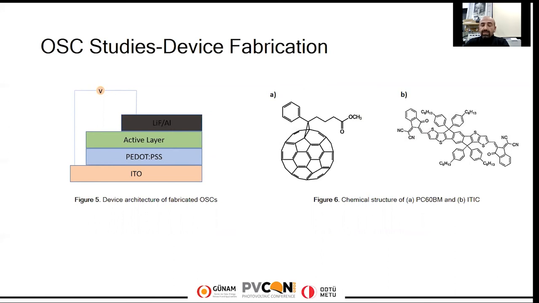Compared to fullerene derivatives, non-fullerene acceptor molecules can be synthesized and purified easily, with various functional groups that also can adjust optoelectronic properties. And in addition to the synthesis facilities, enhanced light absorption, morphology, and electronic properties eliminate fullerene derivative acceptors. So we fabricated our devices considering all these facts.